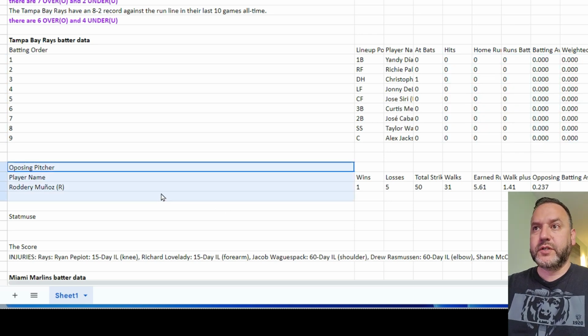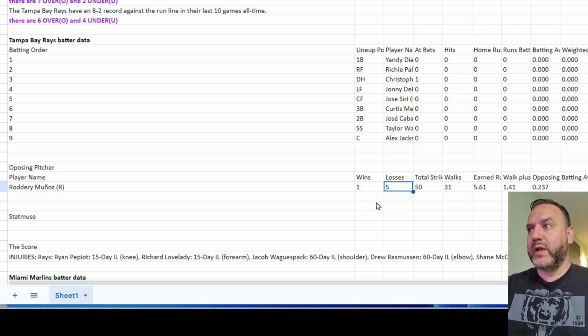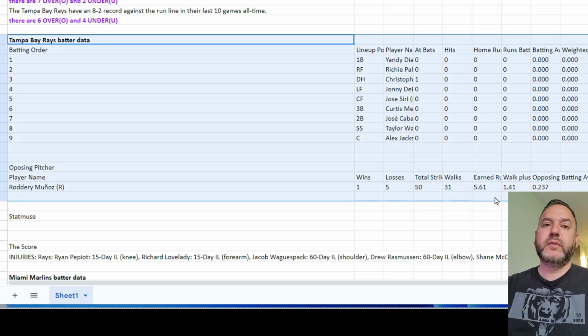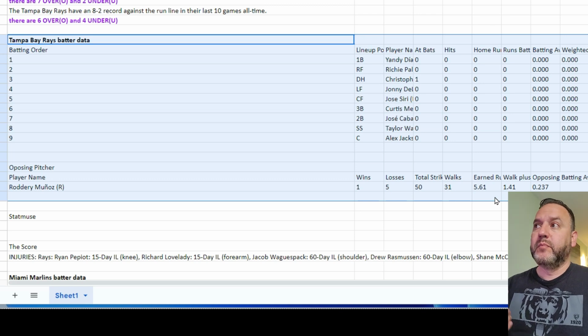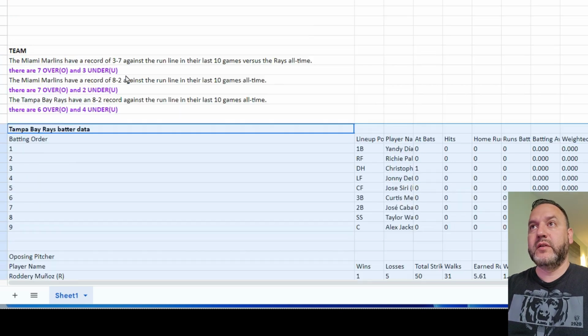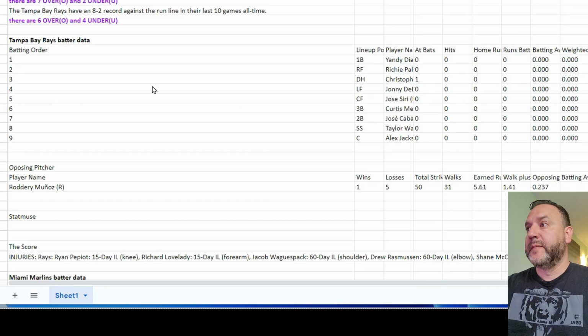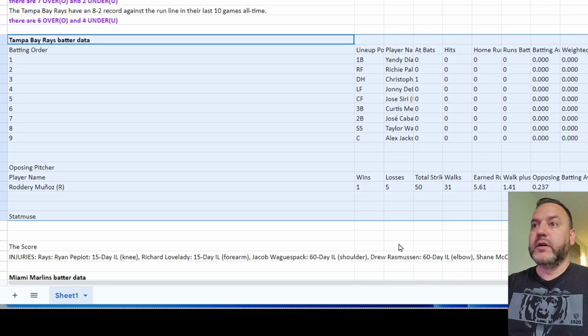The opposing pitcher is Roddery Munoz. He's got 1 win and 5 losses, which is amazingly great for us, and an ERA of 5.16. Again, that's very good for us because that means the pitcher sucks. The batters, obviously, have been scoring a lot because they've got the overs over here. So this is already looking very good on the over.